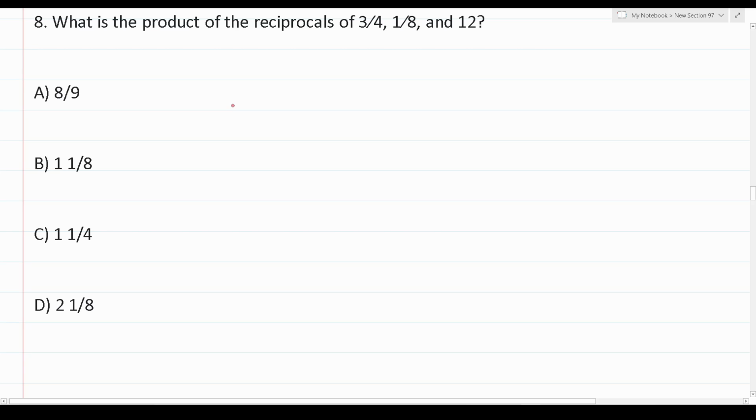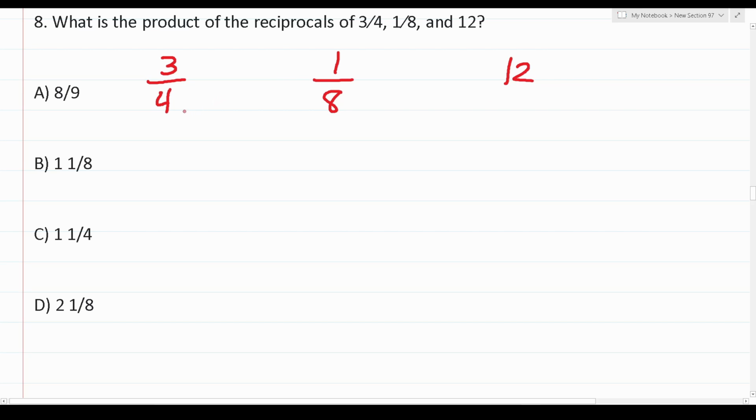All right, so number 8 says, what is the product of the reciprocals of 3 over 4, 1 over 8, and 12? All right, so first things first, we have to figure out what the reciprocals of each of these numbers is. So that's going to be 3 over 4, we got to figure out what its reciprocal is. 1 over 8, we got to determine what its reciprocal is. And 12, we'll have to determine what its reciprocal is.